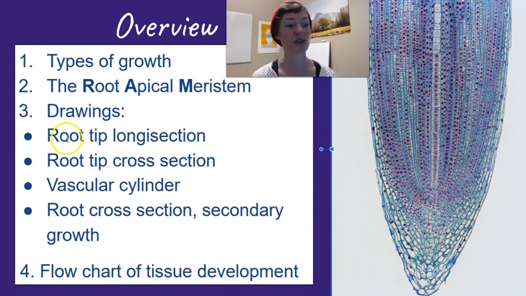We'll look at a root tip long section, so this way, right now. That's what we're looking at here on the right side of the screen. We will look at a root tip cross section, so going through it. We'll look specifically at the vascular cylinder, so the organization of the vascular tissue within the root. And then we'll look at a root in secondary growth, which you'll find out what that is soon. The last thing we'll look at is a flow chart of tissue development.